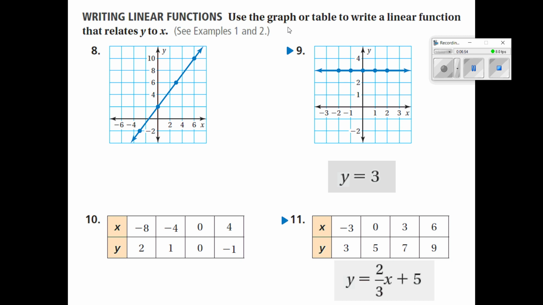All right, this one says use the graph or table to write a linear function that relates Y to X. When I see this, I see that Y is always going to be 3, right? No matter what X is, Y is going to be 3, so Y equals 3. On this one over here, I see that we're going to take 5 minus 3. Or we can even take 7 minus 5. That's going to be 2 on top. 3 minus 0, that's going to be 3. So that gives us a 2 over 3. And then we can see when X is 0, Y is 5. So instantly, that's plus 5. That was a pretty easy one there.